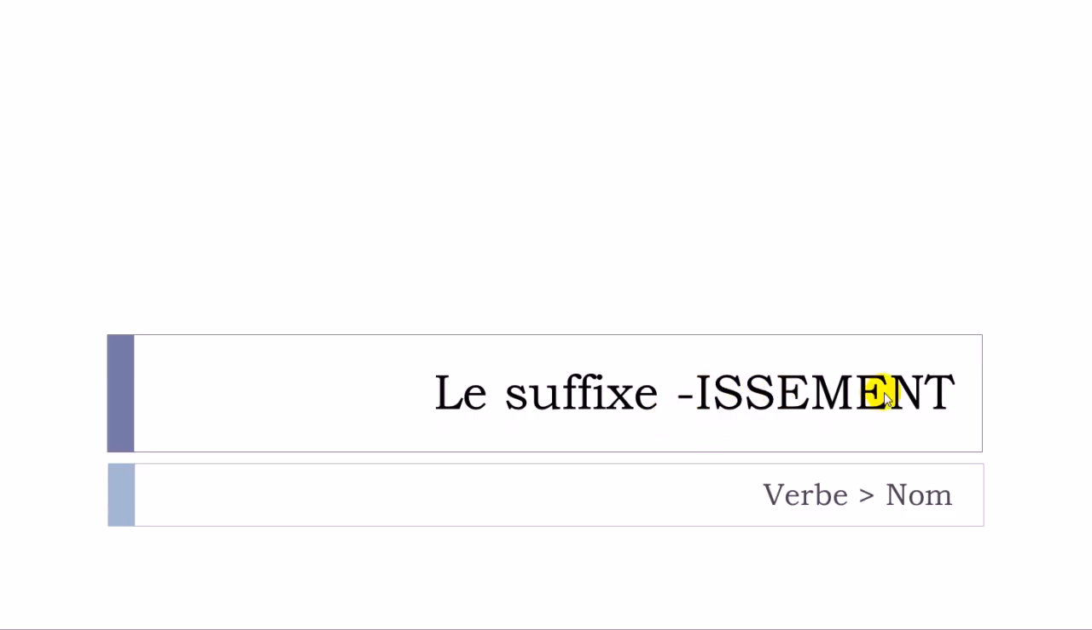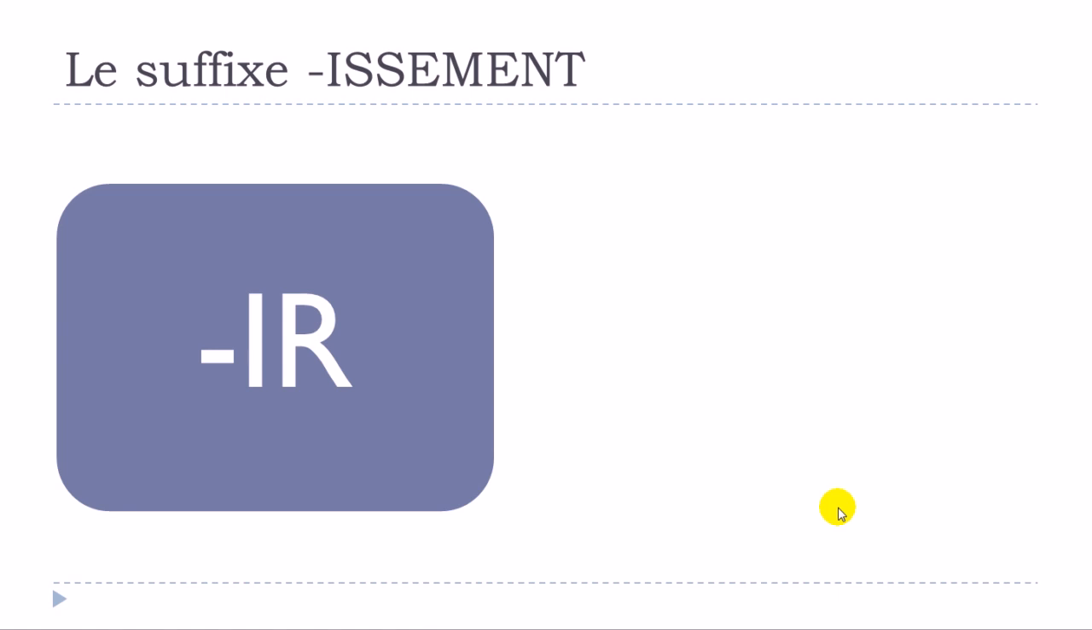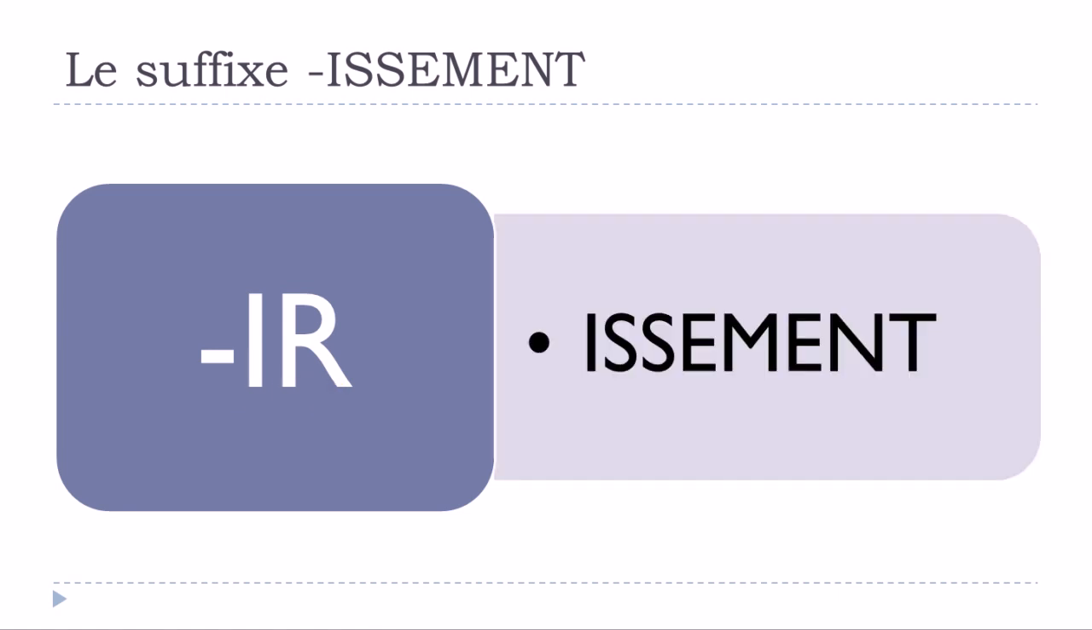The suffix -issement, okay? The idea is to see how we could make nouns or substantives starting from verbs. We're talking here about verbs that belong to the second group, ending in -ir. The rule is that we take away this -ir, the ending of the verb, and we replace it with the suffix -issement.